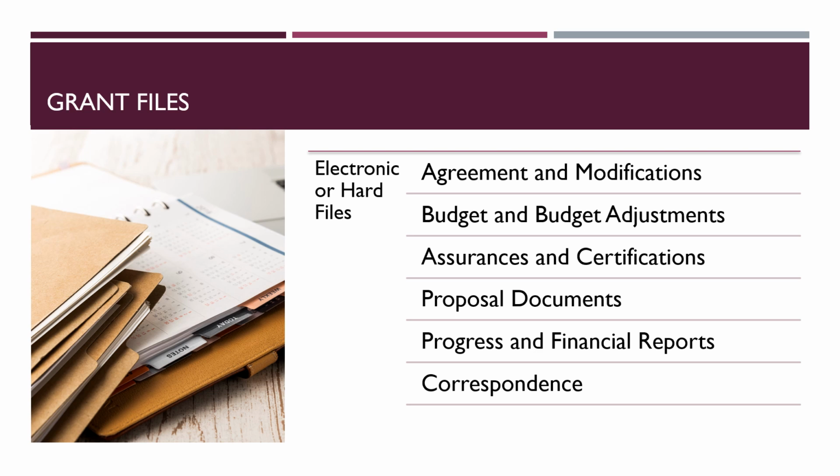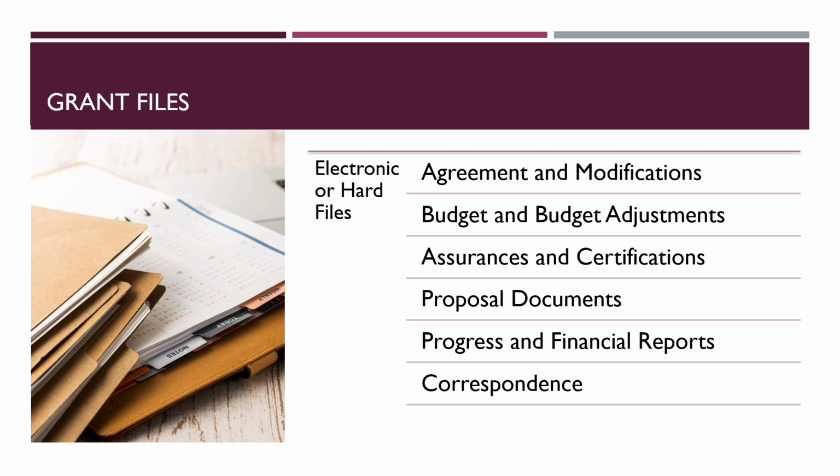The approved budget should be on file as well as any budget adjustments that are made to the original budget along the way. We will again talk more about grant budgets. All assurances and certifications should be accessible in the grant file. These are often a part of the grant agreement, but they can also be outlined as a separate document.